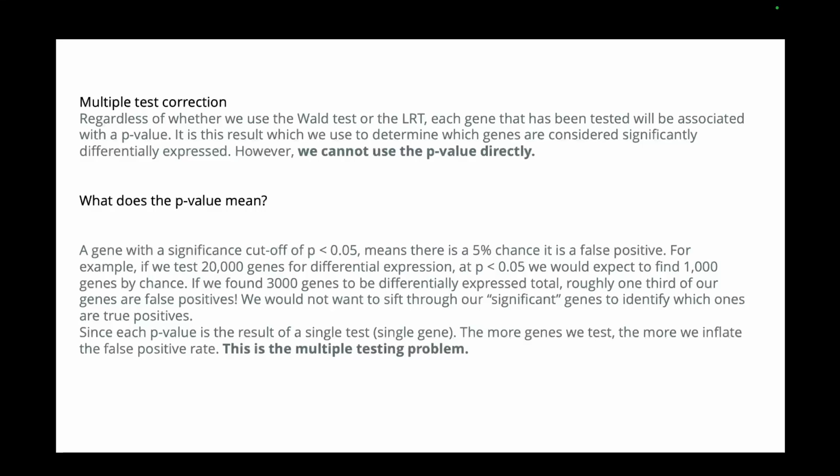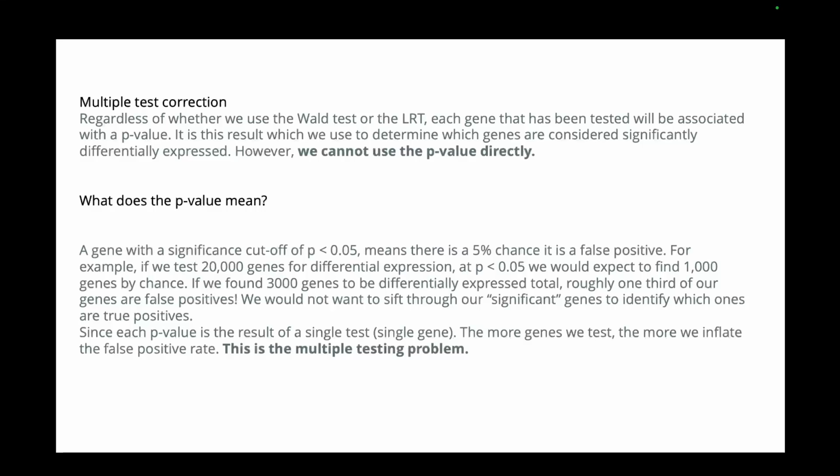Before moving on to how you can correct the p-value, I just want to recap what exactly the p-value means. A gene with a significance cutoff of p less than 0.05 means that there is only a 5% chance that it is a false positive. For example, if we test 20,000 genes for differential expression at p-value less than 0.05, which is 5%, we would expect to find 1,000 genes by chance. If we found 3,000 genes to be differentially expressed in total, roughly a third of our genes are false positives. We would not want to sift through our significant genes to identify which ones are actually true positives.